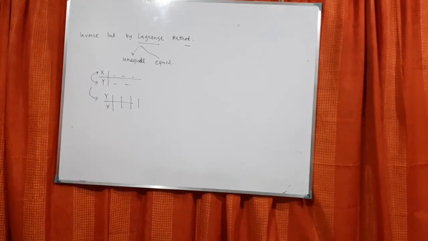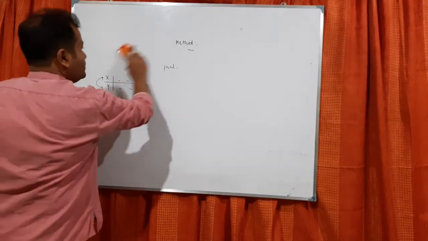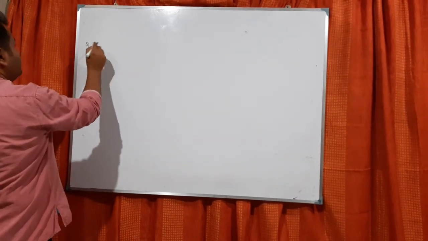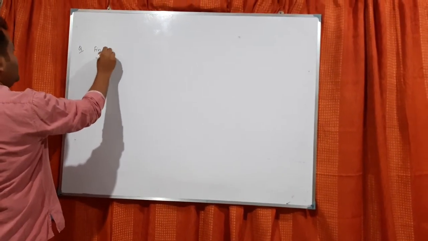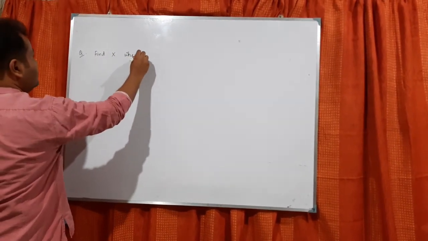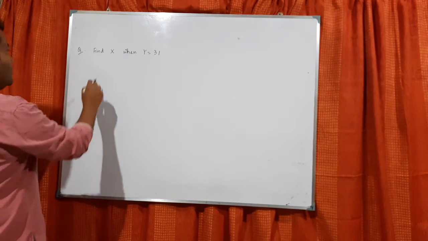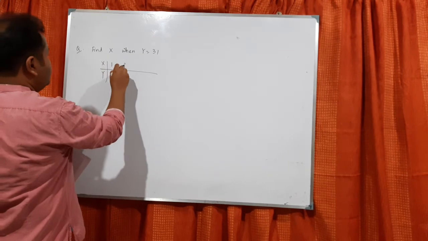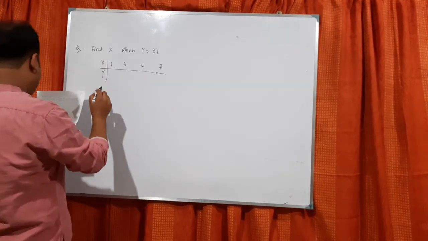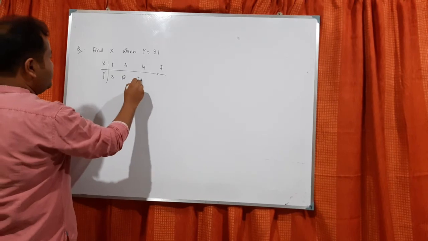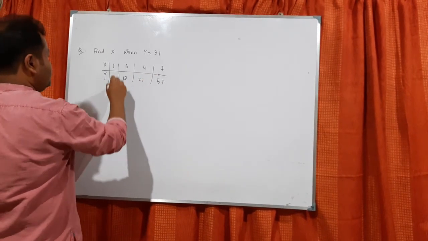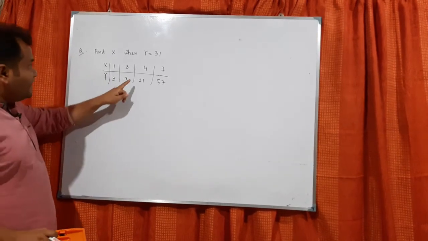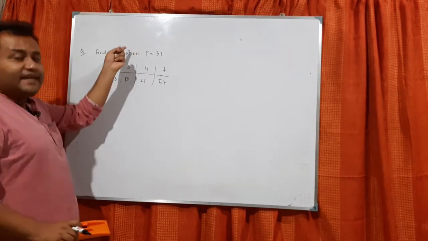For this case, say find x when y equals 31. So what is the table? X and y. The table is x: 1, 3, 4, 7, and here y is 3, 13, 21, 57. Now look into the problem. What you have to find? Some y value is given, you have to find x.